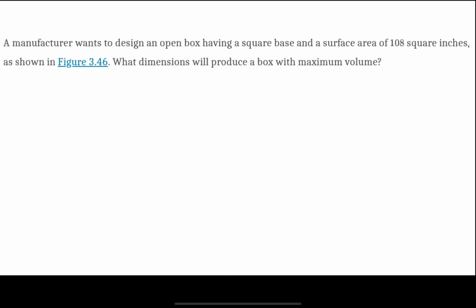Here we go. So let's just say we have the following situation. A manufacturer wants to design an open box having a square base and a surface area of 108 square inches. What dimensions will produce a box with the maximum volume? Okay, so that's what we're trying to do there. So always on these questions, you just ask yourself, all right, what am I trying to maximize? What am I trying to minimize? In this case, it's going to be the volume.